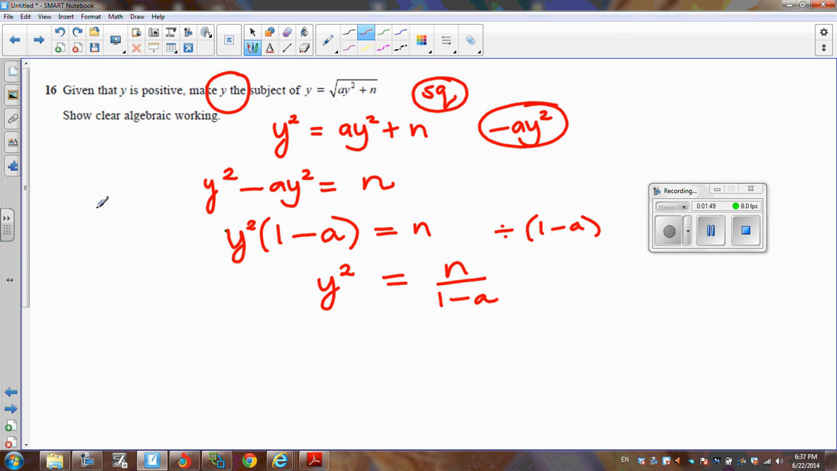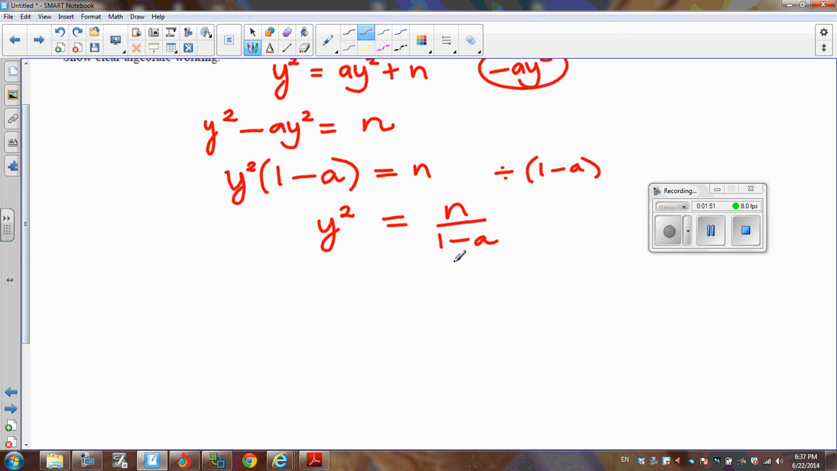Now it's y that I want to make the subject rather than y squared, so I'm now going to find the square root of both sides. Well, if I square root the left-hand side, I've just got y. If I square root the right-hand side, I must make sure that I square root all of it. So I'm going to do a nice big square root, and on the right-hand side, I've got n over 1 minus a.